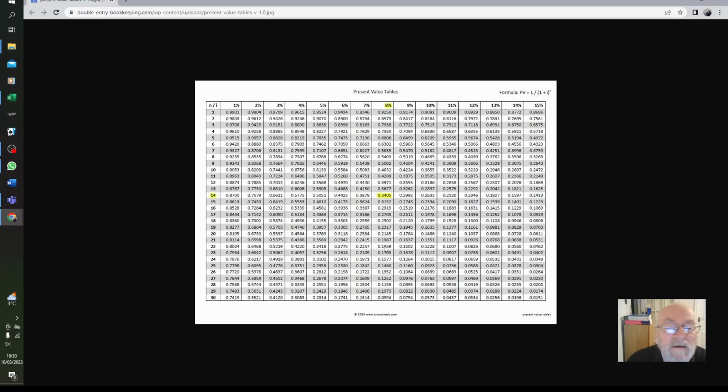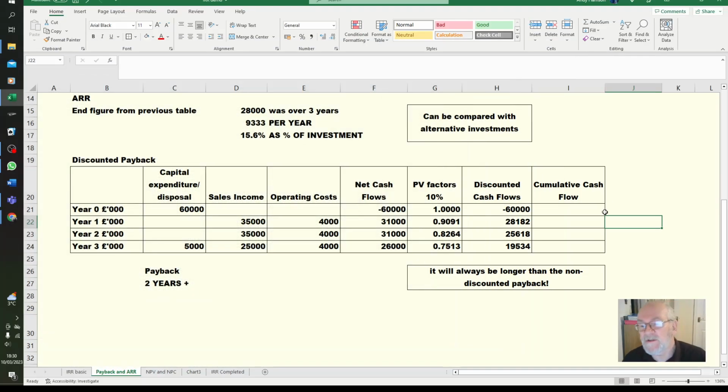The ones that are highlighted, so in 14 years time a pound is worth 34 pence today if the interest you would earn on it was 8%, or £1,000 is only worth 340. That's a long time in the future, way beyond most capital investment projects.